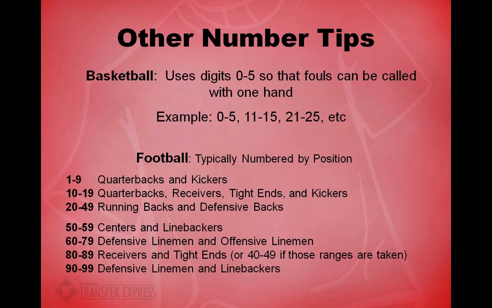For basketball, you're going to find that the numbers they use are always going to be the digits 0 through 5. This makes it easier so that fouls can be called with one hand. So you'll have 0, 5, 11, 15, 21, 25. Those digits can be easily called on one hand, being that we have 5 fingers on one hand. So when you're doing basketball numbers, they're always going to be 0 through 5.